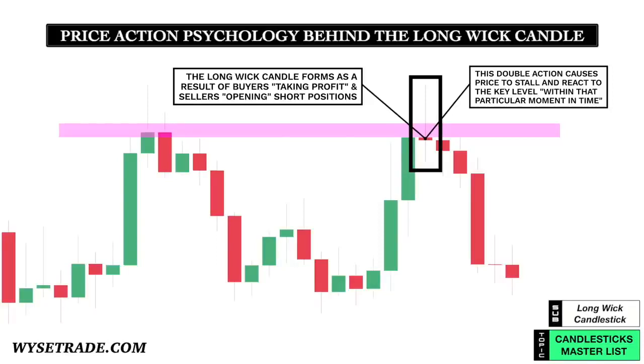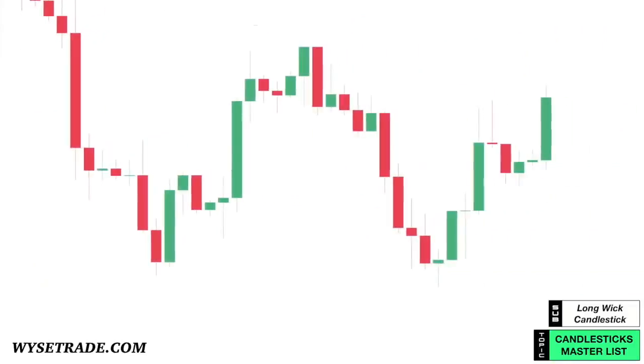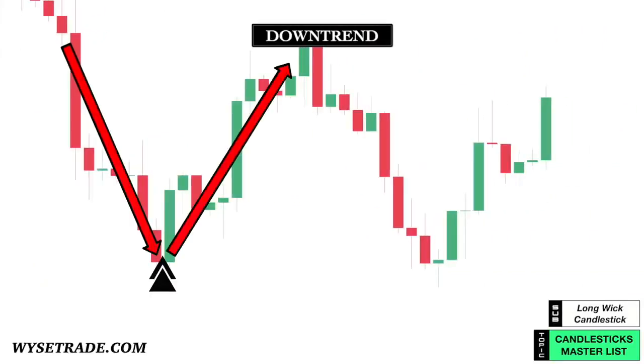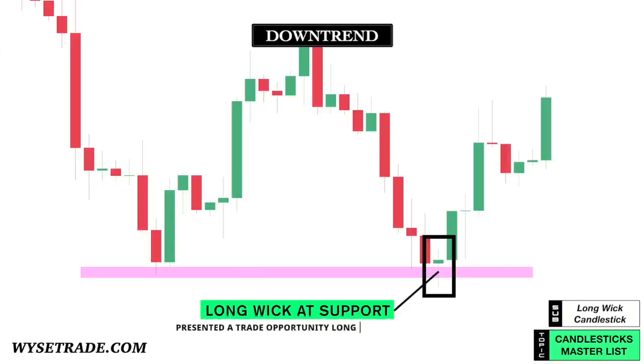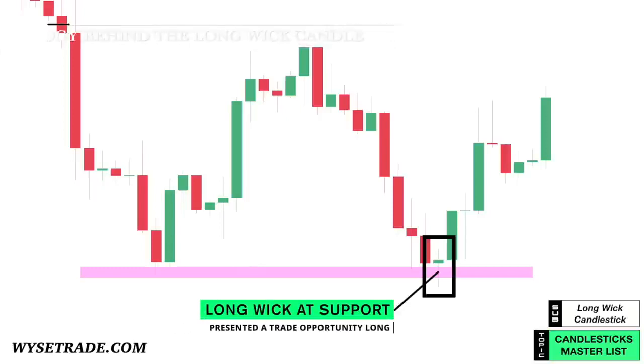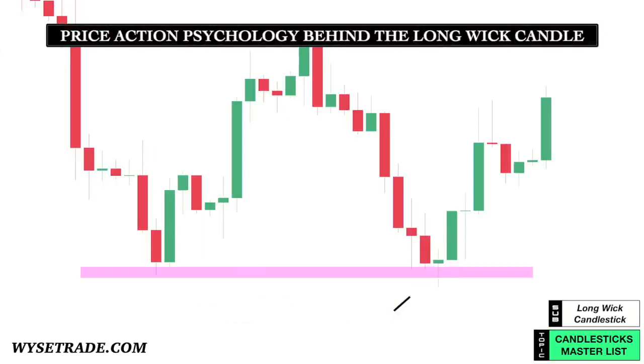Now, going in the opposite direction. Price came down, hit and reversed, giving you a key level of support. As price came back down, you had a perfect long wick candle form right at the key level of support, which presented a trade opportunity long. So what is the price action psychology behind this?